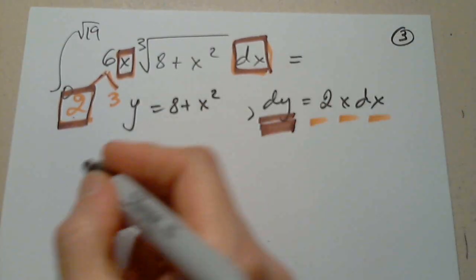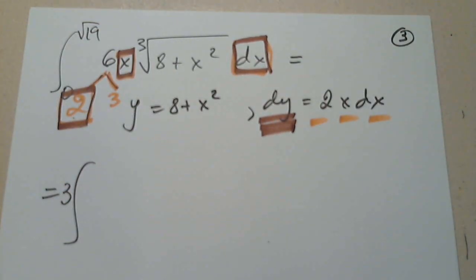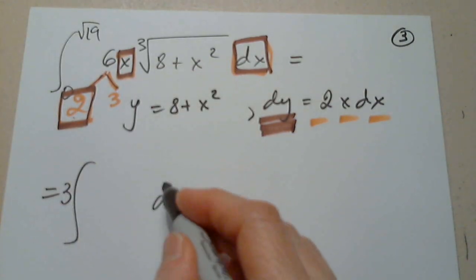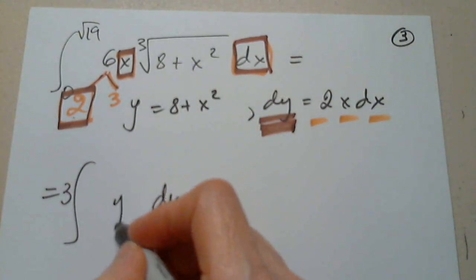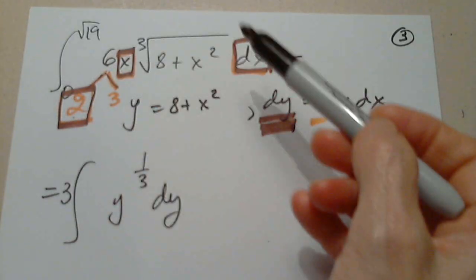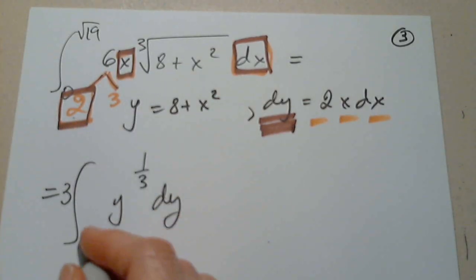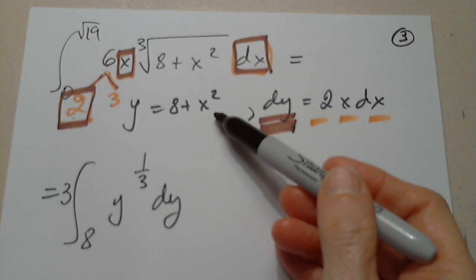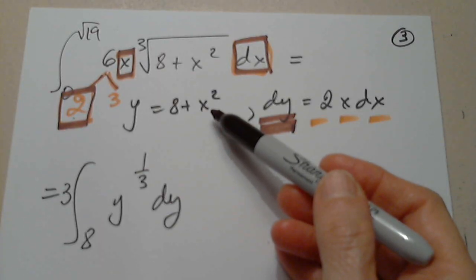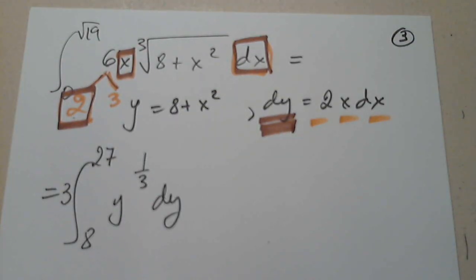So therefore, I have the integral, I can put the 3 outside. Again, 2x and dx will be dy, and this is y to 1/3. It will be a terrible mistake to copy the same limits of integration. That's not possible, because these limits are for x, these are not limits for y. So right here when x is 0, y is 8, and when x is the square root of 19, which means squared will be 19, 19 plus 8 is 27. We must change the limits of integration.